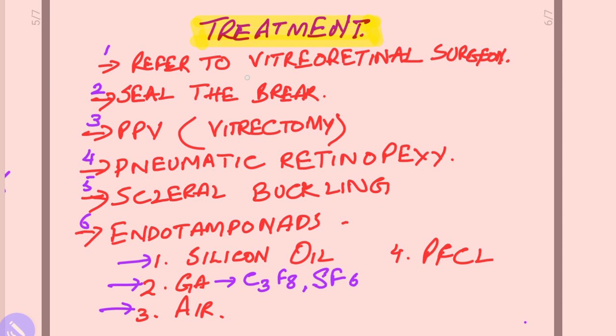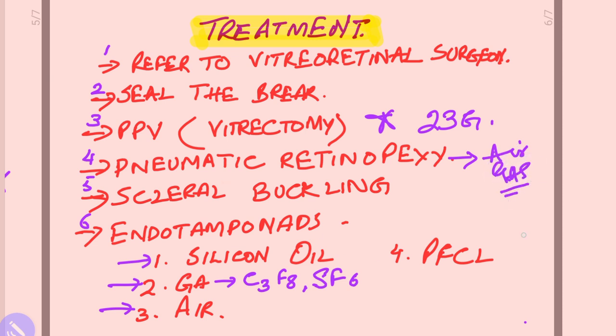Now what you will do, first you will refer to the vitreoretinal surgeon. You cannot do all the surgeries, so you have to refer to the vitreoretinal surgeon. You have to seal the break first. You have to do pars plana vitrectomy, PPV, the type of vitrectomy that we usually do, 23 gauge. Then you can do pneumatic retinopexy, in which we can use air or gas.